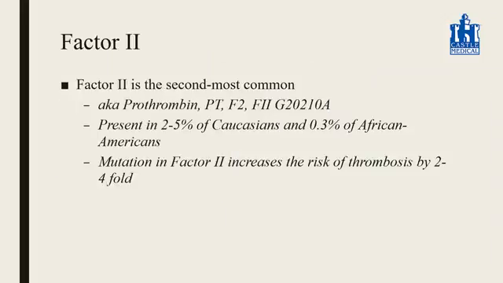So now coming to factor II. Factor II is the second most common cause of deep vein thrombosis. Its other name is prothrombin, PT. There are many more names of factor II. Factor V is more common. Factor II is less common, but still there are 2 to 5% of people, Caucasian and some of African descent, who have this mutation in factor II as well. And mutation in factor II also increases the risk of thrombosis by around 2 to 4-fold.